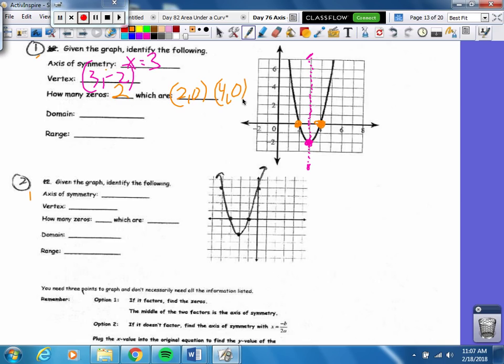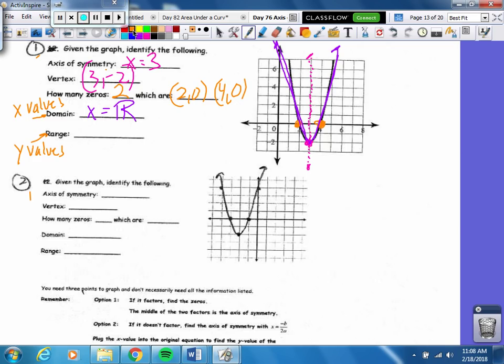Domain stands for the x values. Write that down on the side. And range stands for the y values. You should have already seen and heard those before in previous courses. But right here, the domain is all the x values. It's going to go forever left and forever right, and so that is all real numbers. It's going to hit everything to the left and everything to the right. All real numbers. Every number is in the domain.